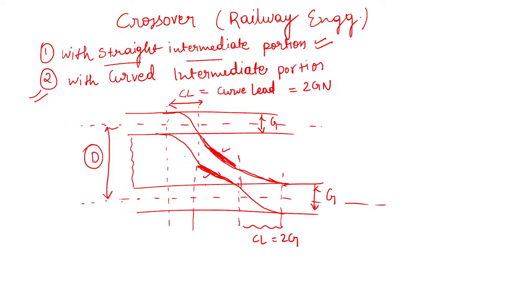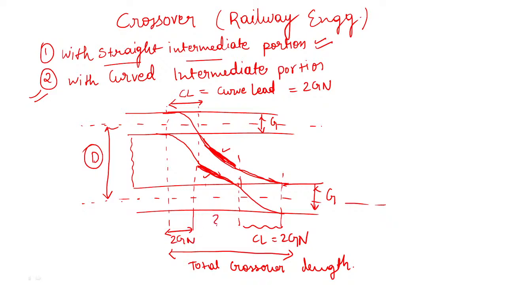Our objective on this topic is to find the total crossover length. This is the total crossover length. We have already found that this is CL and this is also CL, that is 2GN and 2GN. Our requirement is to find this distance. This angle will be alpha and the crossing number is N.